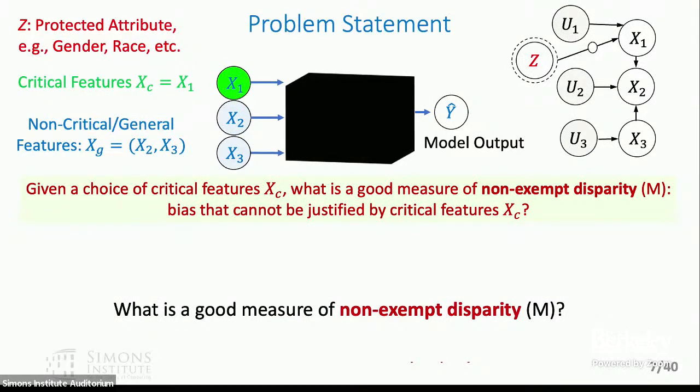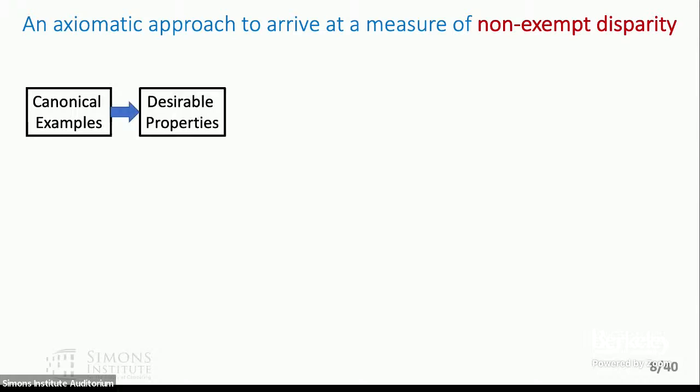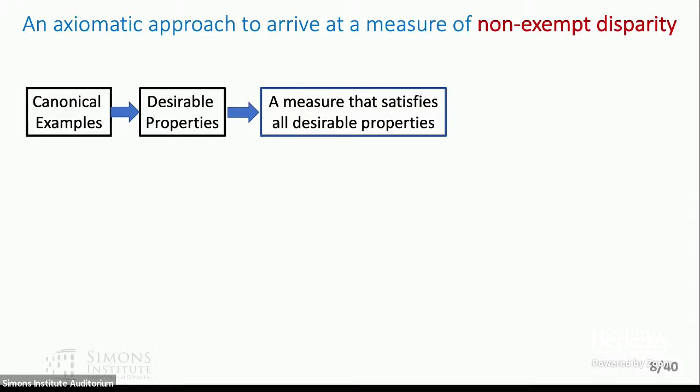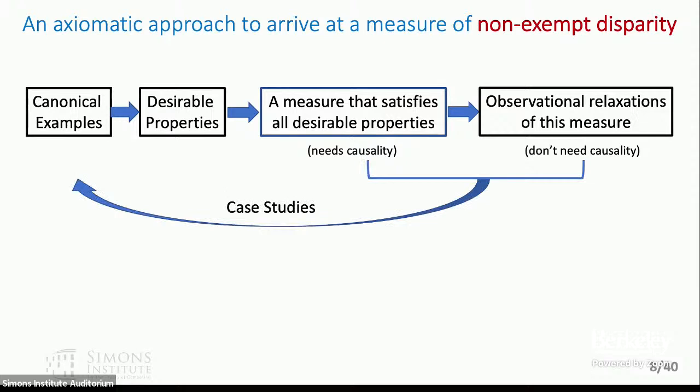Now, to answer this question, we adopt an axiomatic approach where we first look at some canonical examples and try to arrive at some desirable properties for such a measure of non-exempt disparity. These desirable properties then lead to one measure that satisfies these properties. But this measure requires causality and knowledge of the underlying causal structure. So we also propose some observational relaxations that do not require the knowledge of the underlying causal structures all the time. And then we also use these measures to perform some case studies that can sometimes also inform our choice of examples and properties.